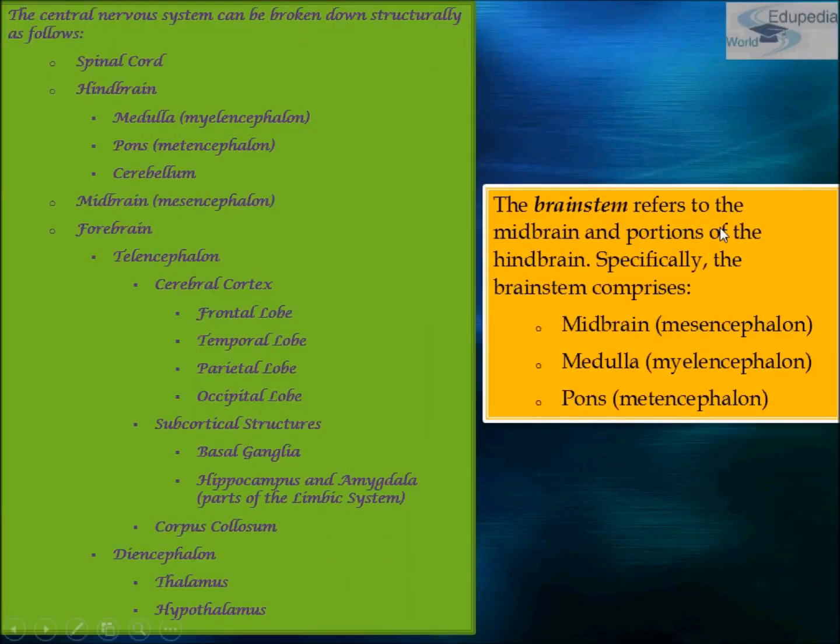Now the central nervous system can be broken down structurally as follows. As I have told you, spinal cord and brain, whereas brain has three parts: hindbrain, midbrain and forebrain. So spinal cord is the first structure of the central nervous system. Now the second structure is your brain, which consists of three parts: hindbrain, which has again three parts: medulla, which we call myelencephalon. Your hindbrain consists of pons, also known as metencephalon, and cerebellum.